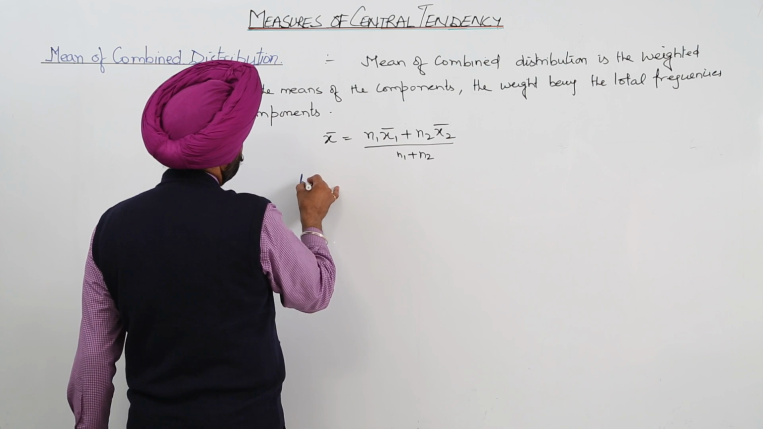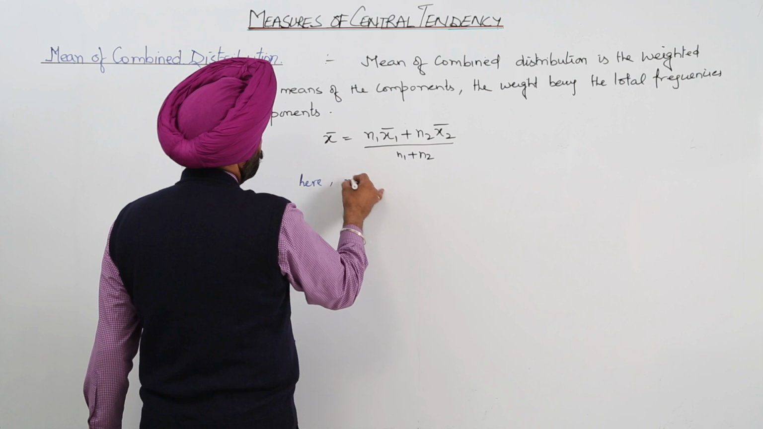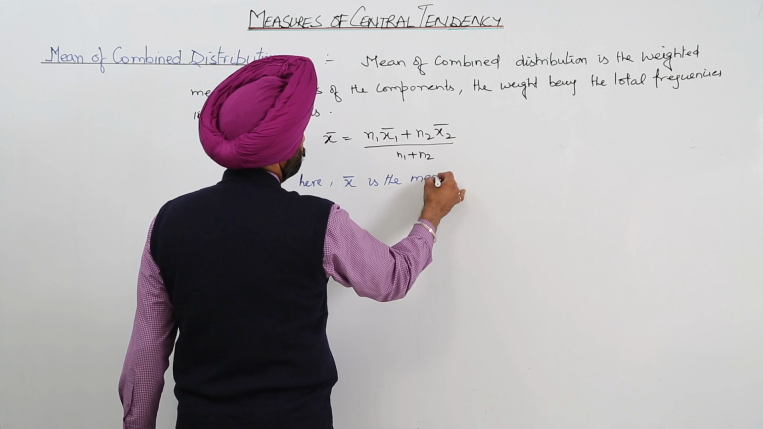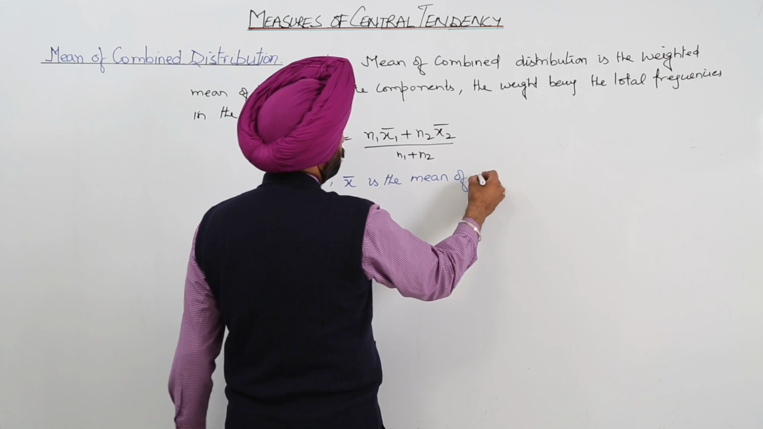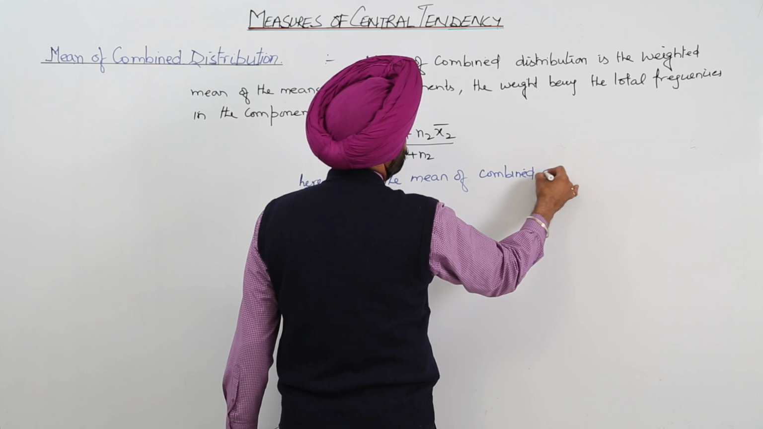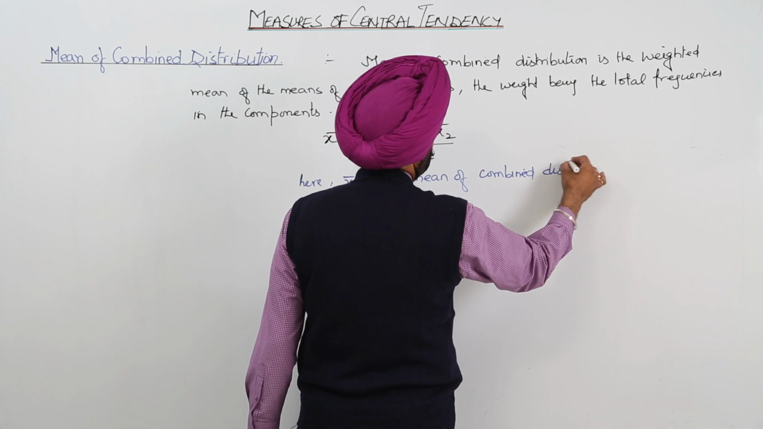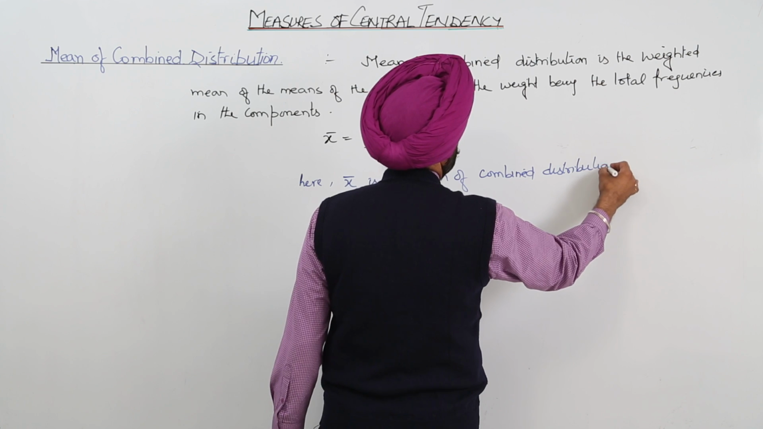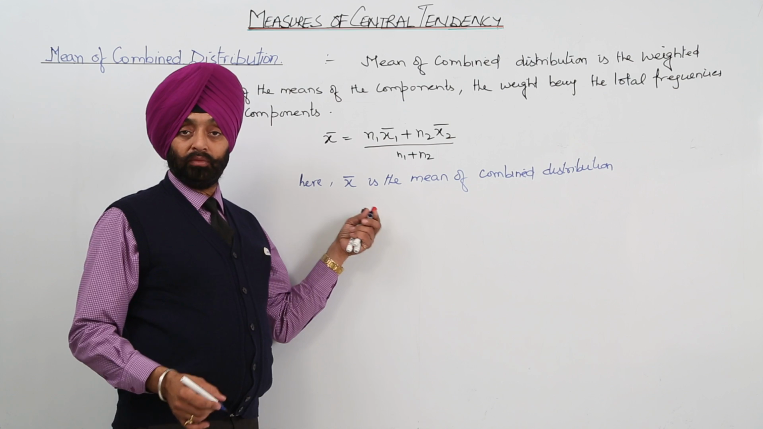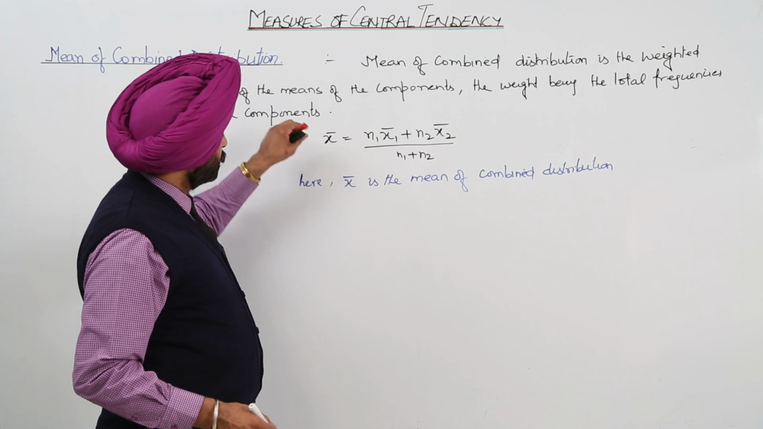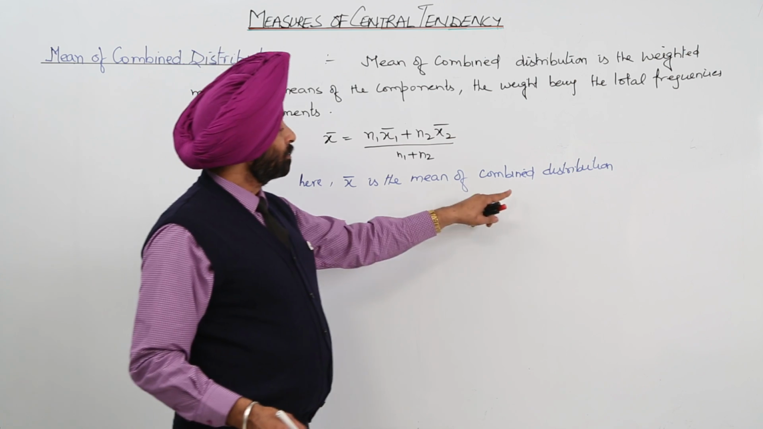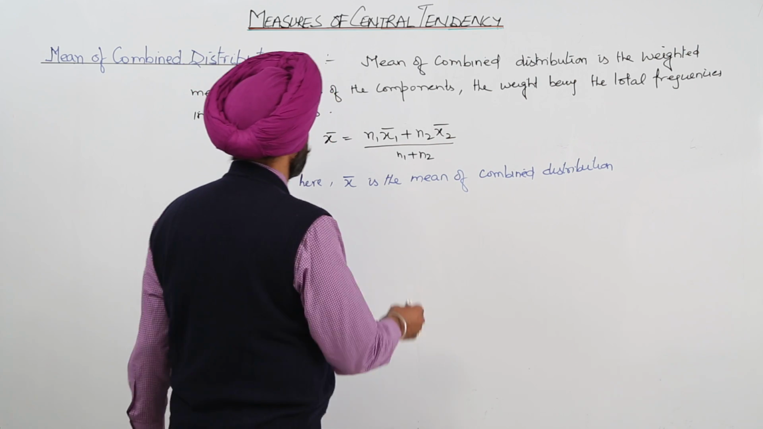Now here x mean is the mean of combined distribution. The symbol is the same, it is the symbol for a mean, for an average, but when this type of question is there, then we use this symbol as the mean of the combined distribution.